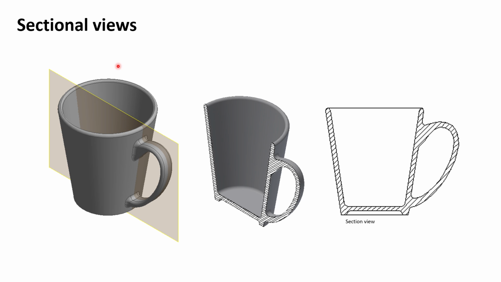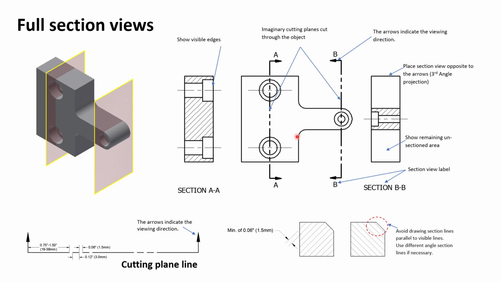For this reason, you can use something called sectional views. The way it works is that you can create an imaginary plane, and you can use this plane as a cutter to cut through the parts. Whatever the cross-section is, you can draw that in a view. This is the most effective way to show the inside of a part. There are a few types of sectional views that you can use, and I'm going to show you how you can use them. The first one is full section view.